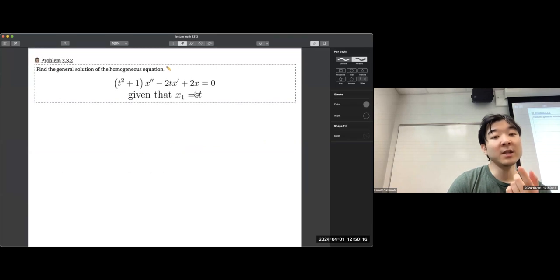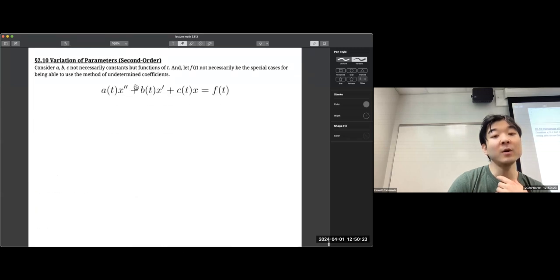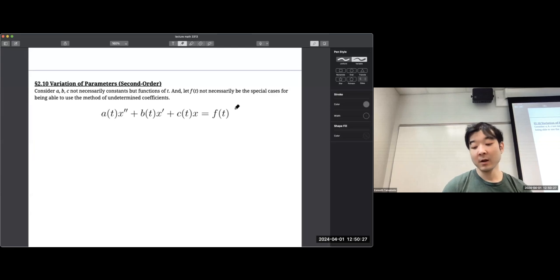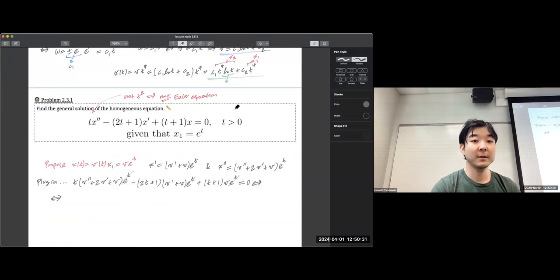This is another equation that isn't Euler, because there's a plus 1 here, and we'll do that as well. And then we'll look at having all of this with a non-zero right-hand side. And this is a different method for that.